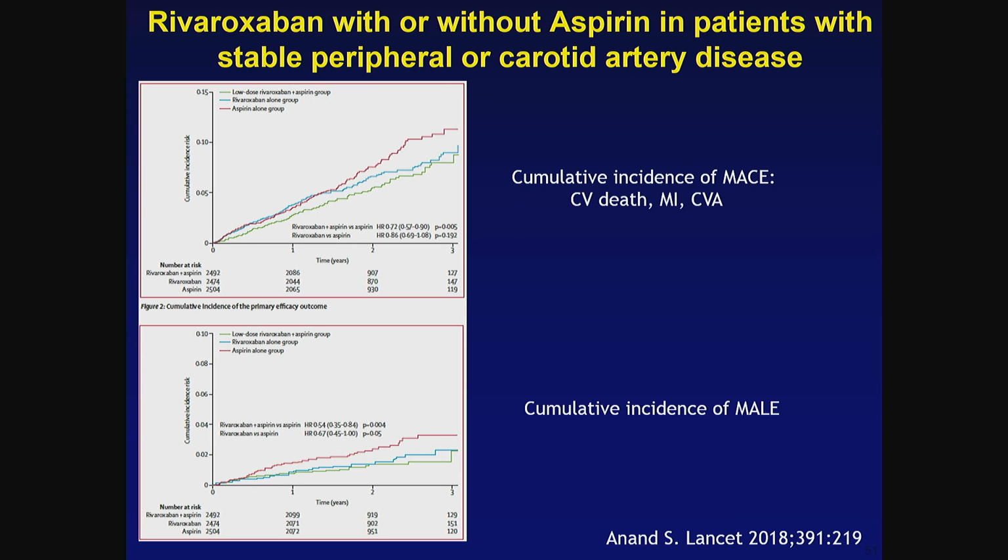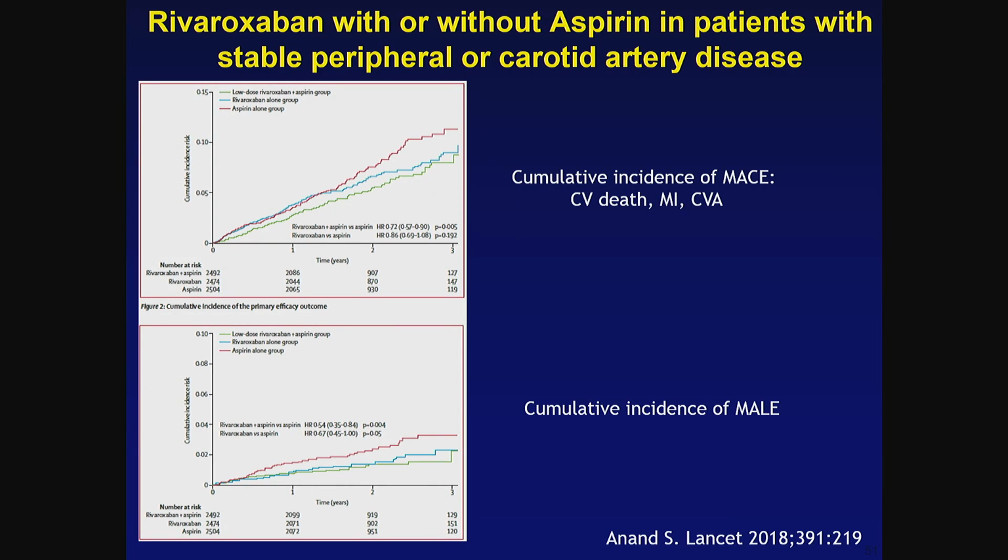More recently, earlier this year, the COMPASS trial was published, and in this study, rivaroxaban was tested in patients with stable peripheral or carotid artery disease. Three arms were investigated: rivaroxaban alone at 5 milligrams twice a day, aspirin alone, as well as a combination of aspirin, 100 milligrams, with rivaroxaban at a lower dose of 2.5 milligrams twice a day.